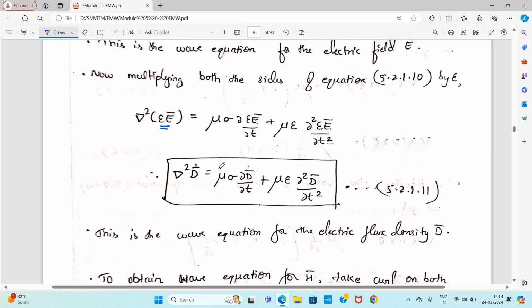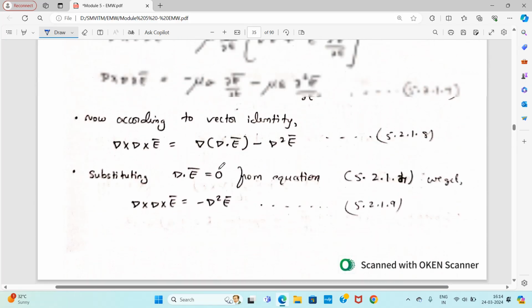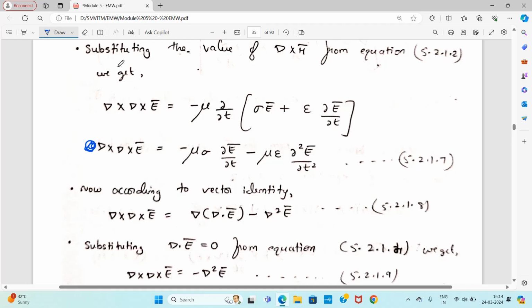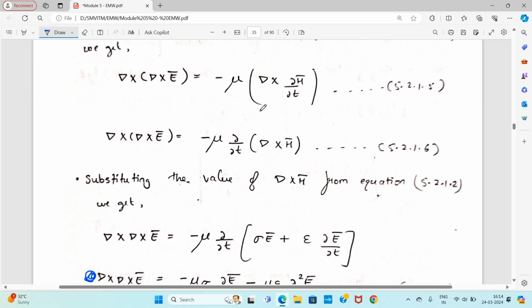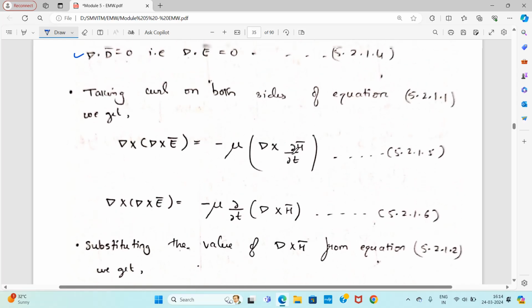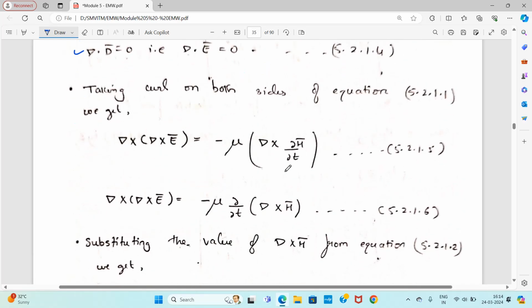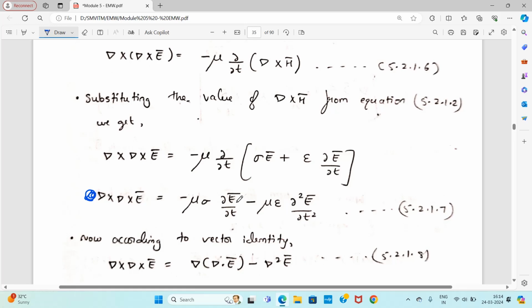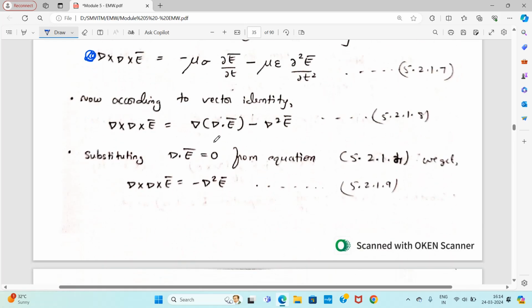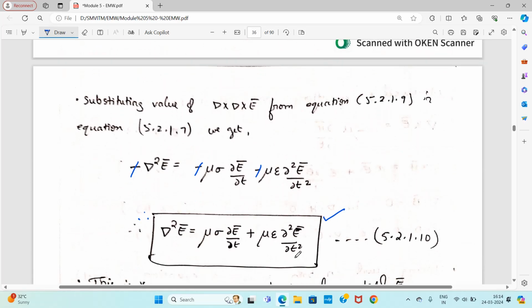So to derive these two equations, we started with the first Maxwell's equation, del cross E. We took curl on both the sides, and then we got del cross H and we substituted the second Maxwell's equation in place of del cross H here. Open the bracket and multiply, use the vector identity, and use again the fourth Maxwell's equation, del dot E equal to 0. And finally, you will be getting this expression.